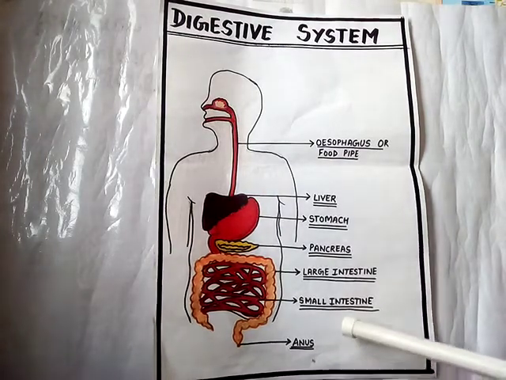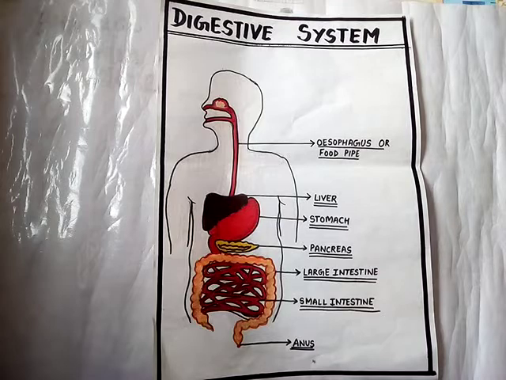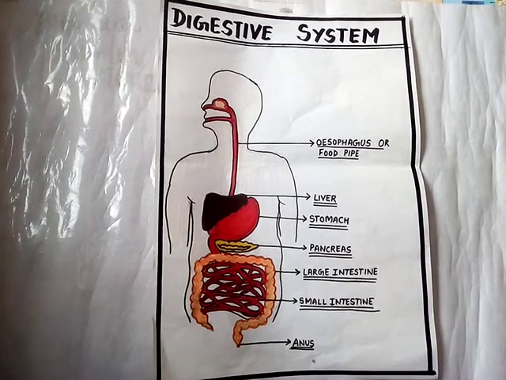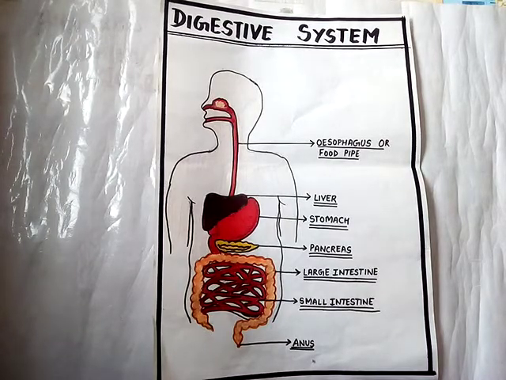So, certain points should be kept in mind about the digestive system: digestion starts in the mouth, protein digestion starts in the stomach, the liver is the largest gland present in the human body, the small intestine is the longest organ present in the human body, and final digestion of food or all the nutrients takes place in the small intestine. So that's all about the digestive system.